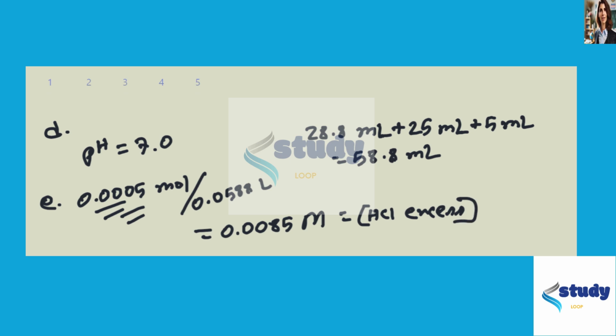So since HCl is a strong acid, that means the HCl excess concentration is basically the concentration of H plus. So that means just taking the negative log of this value will give us the pH at that point, which is 2.07. So this is the pH after the addition of 5 ml HCl beyond the equivalence point.